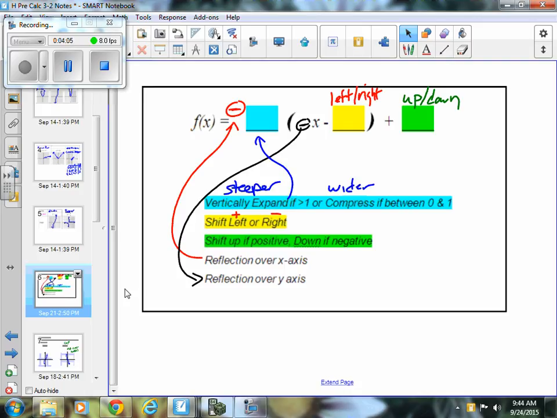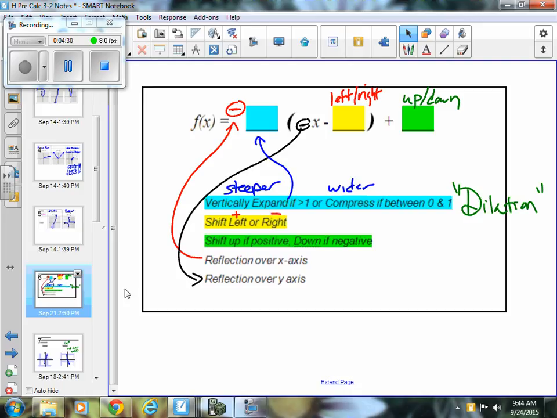That's a situation where the entire value of the function is changing, so it's going to flip it over the x. The next thing, that blue box that you see, that's the expanding and compressing, the steeper, wider. We call those dilations. That's the name of that kind of transformation. It's like when you go to the eye doctor and get your eyes dilated, your pupils get really big, it changes the size.